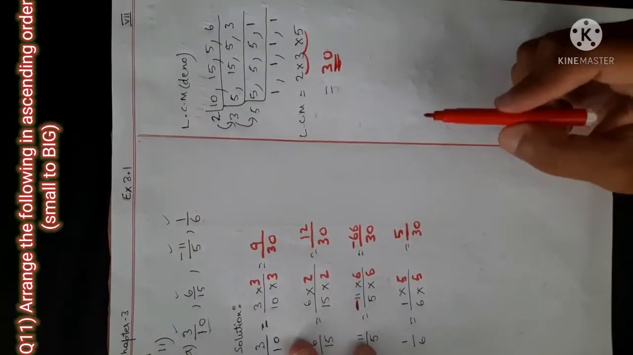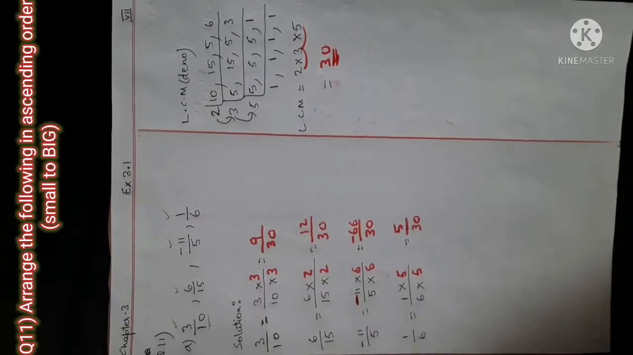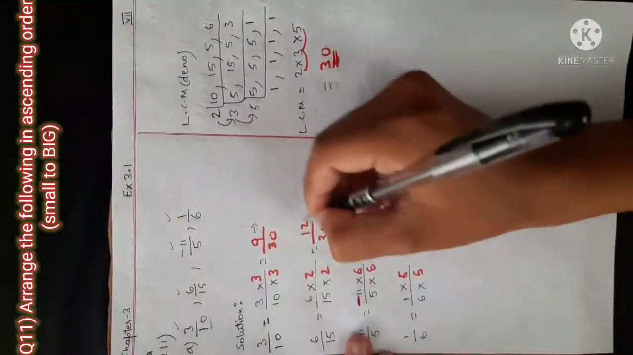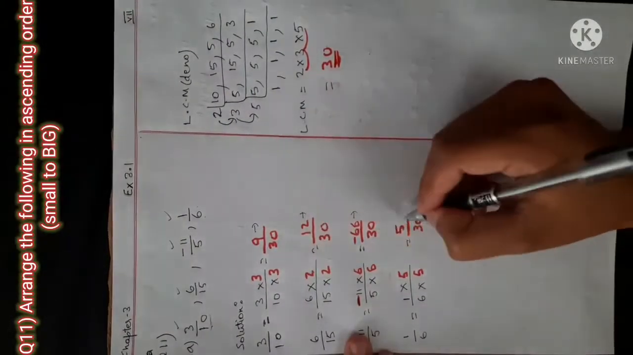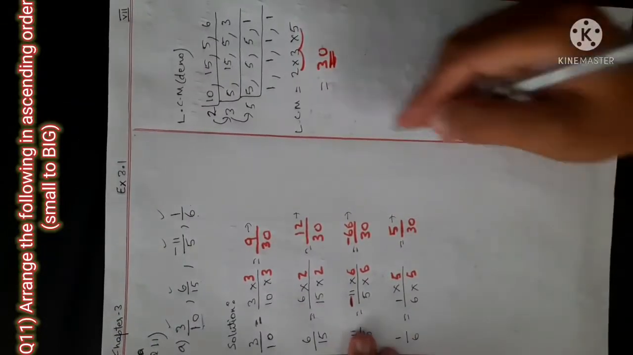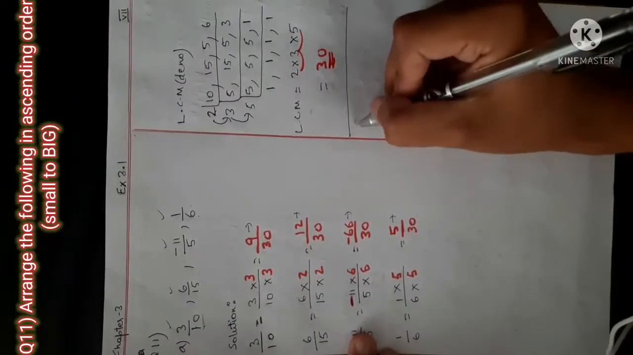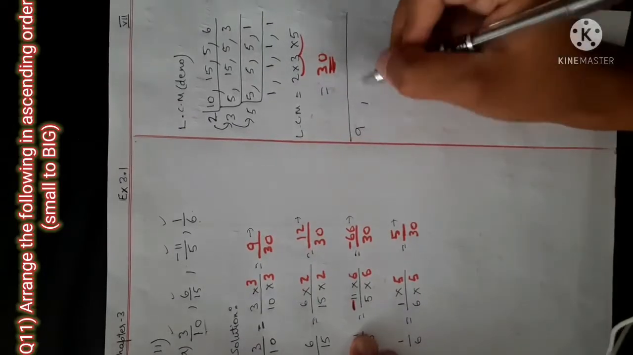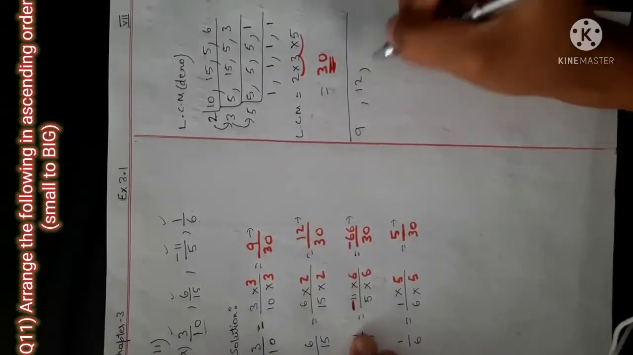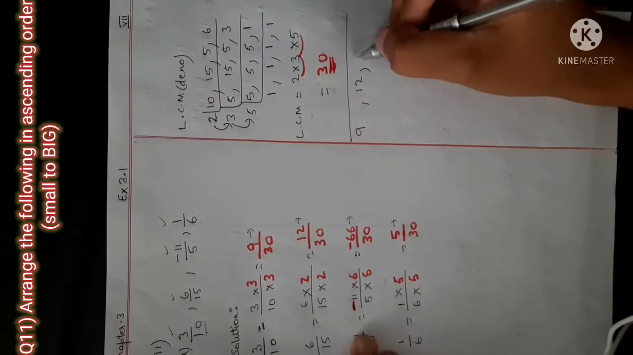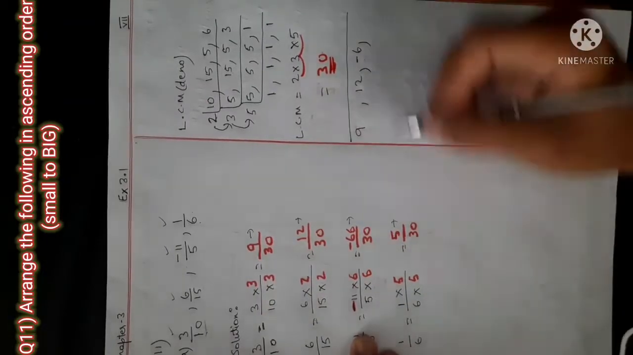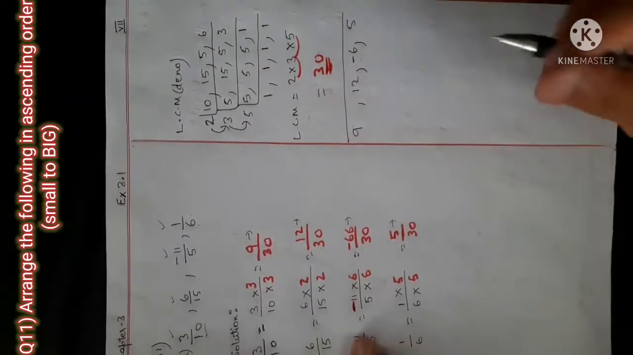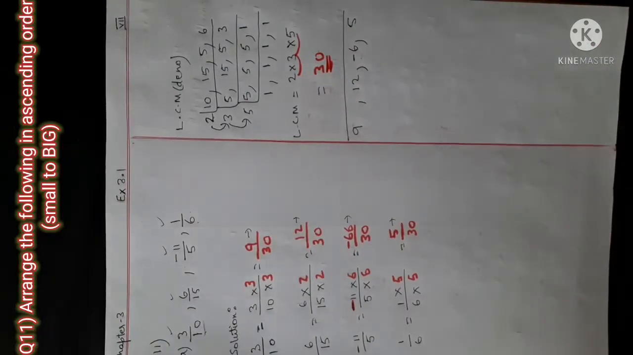Now what we do, we just compare the numerators. We just compare them. In between 9, 12, minus 66, and 5, which is the smallest? We have to write first the smallest.